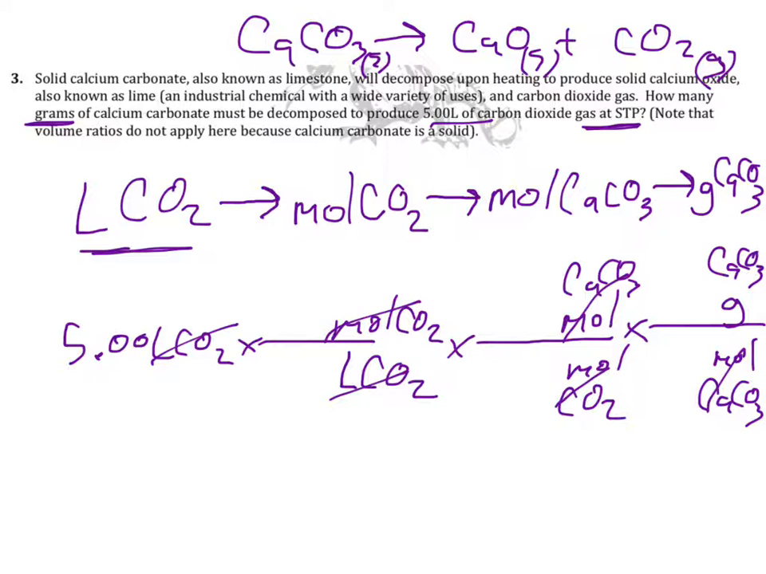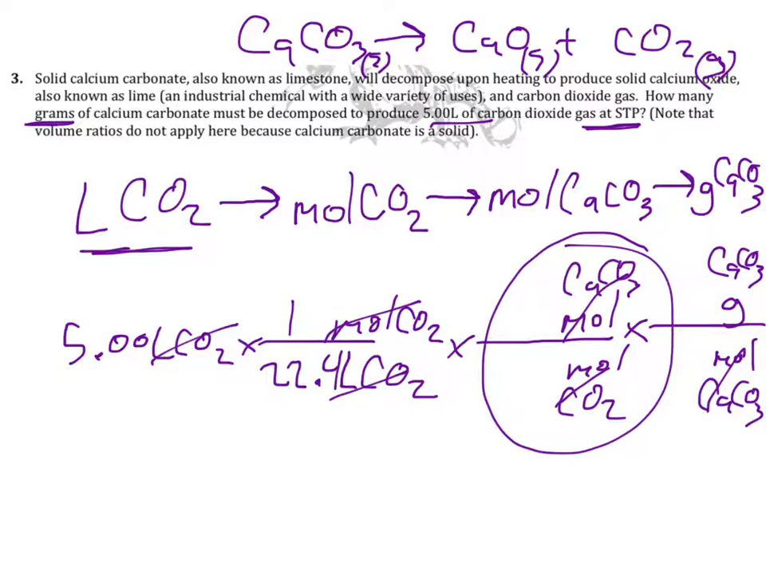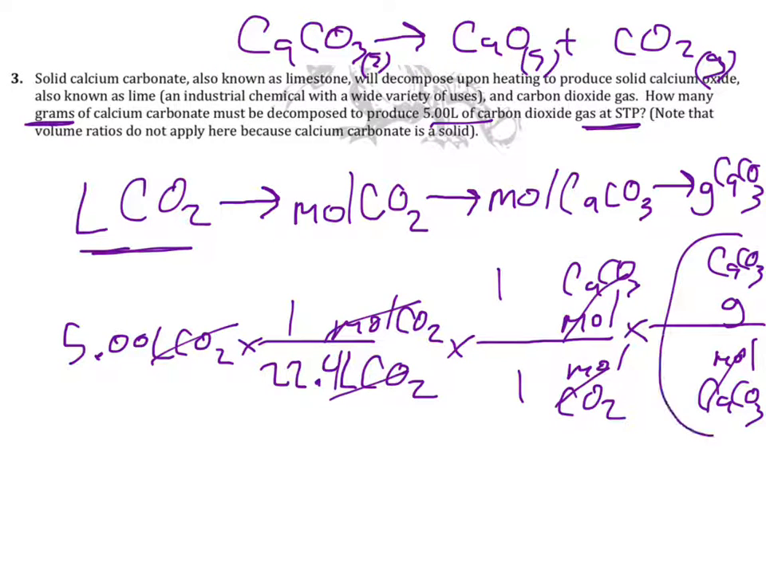Now, when we convert between moles and liters, we know 1 mole of any gas is going to be 22.4 liters of that gas. And when we convert between moles of one substance and moles of another substance, so when it's a mole-to-mole conversion, we use the coefficients from the balanced chemical equation, so these coefficients right here. Notice how they are all 1 in this situation. And then when we convert between moles and grams, we know that 1 mole of any substance is equal to the molar mass in grams of that substance.